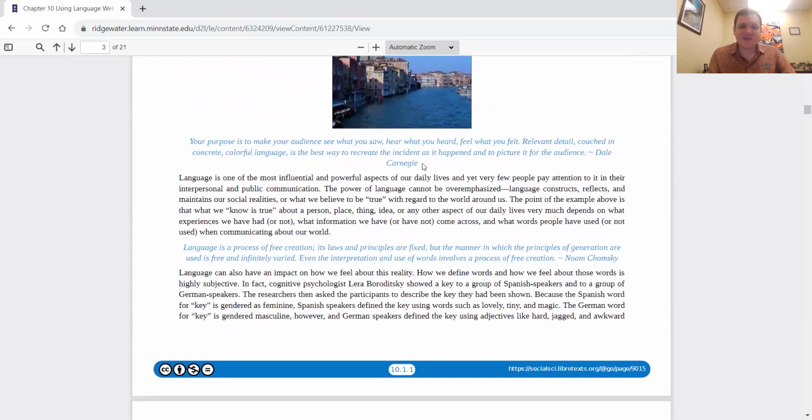So this quote here from Dale Carnegie: "Your purpose is to make your audience see what you saw, hear what you heard, feel what you felt. Relevant detail, couched in concrete, colorful language, is the best way to recreate the incident as it happened and to picture it for the audience." So again, your speeches are to bring this idea to life.